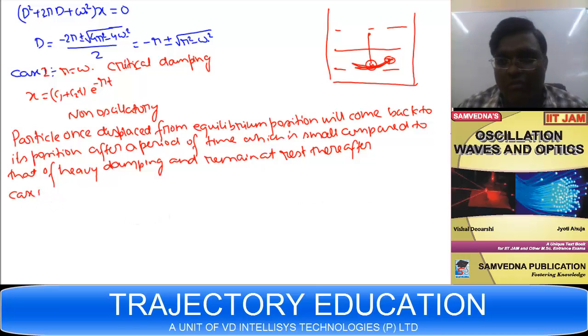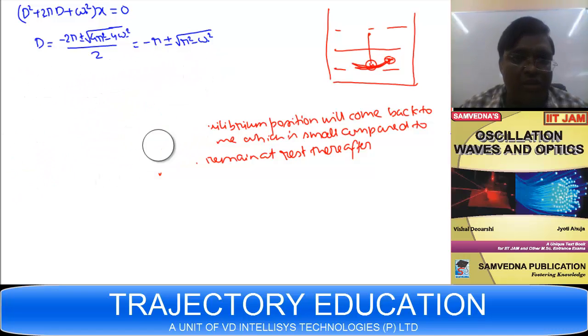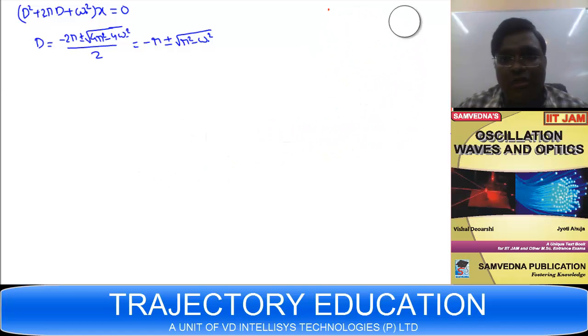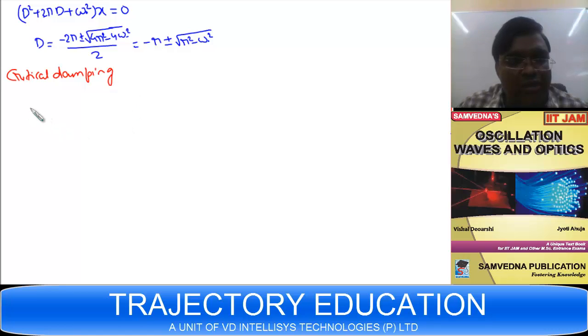Now let's move to the next case, that is light damping, where the damping coefficient is small compared to omega naught. In this case, x will be e to the power minus Rt.